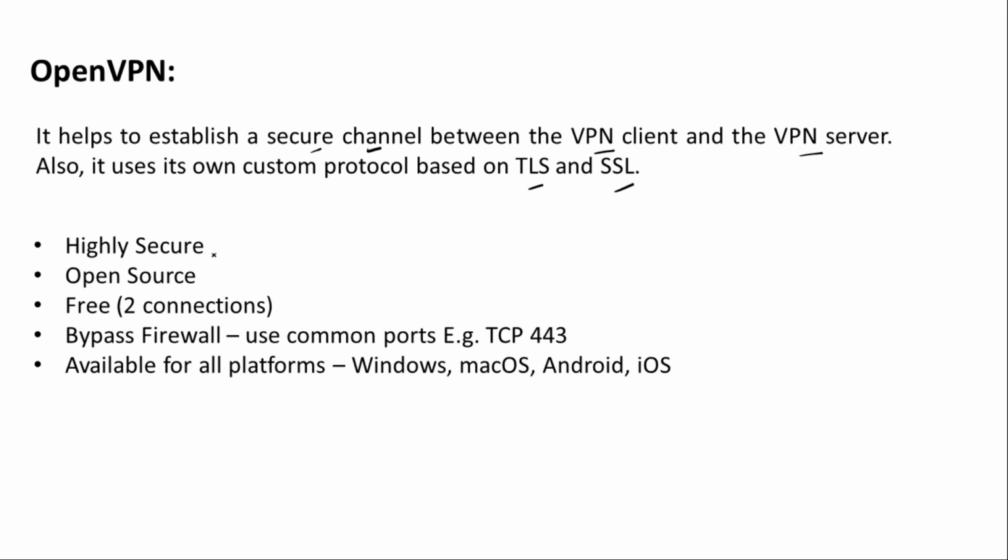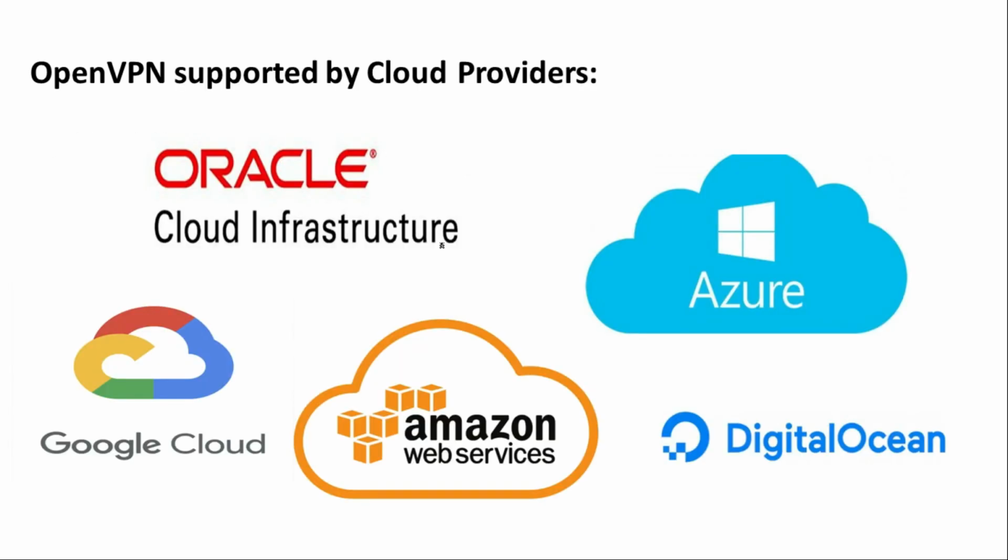These are some key benefits of OpenVPN. It is highly secure, open source, and free for two simultaneous connections. Since it uses common ports like 443, it can bypass firewalls. It is also available for all the platforms like Windows, macOS, Android, and iOS. OpenVPN is widely supported by all the major cloud providers like Oracle Cloud, Azure, Google Cloud, Amazon, and DigitalOcean. And for the lab, I'll be using Oracle Cloud.